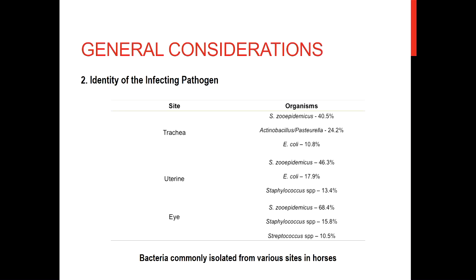So with that in mind, what would be an appropriate empiric therapy for a horse with pneumonia caused by Strep zoo? What's that? Penicillin. Strep zoo is exquisitely sensitive to penicillin.